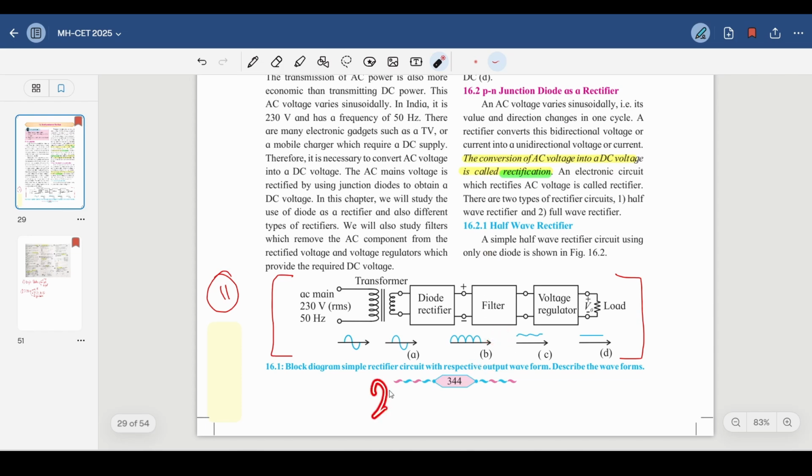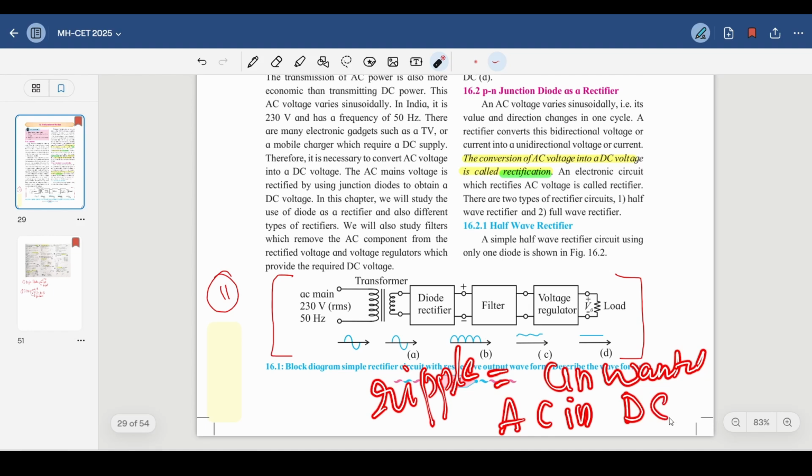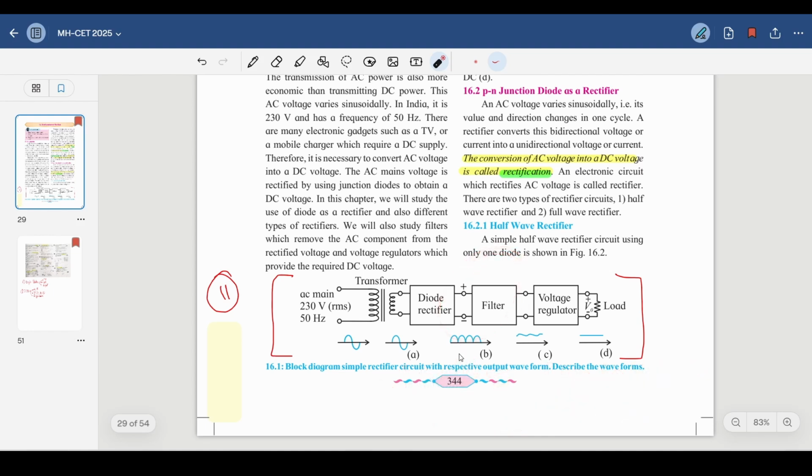What is the ripple? Ripple is nothing but the unwanted AC in the DC. So the filter capacitor will remove the ripple. As you can see the circuit diagram, circuit over here. Yes. Then we have the voltage regulator.